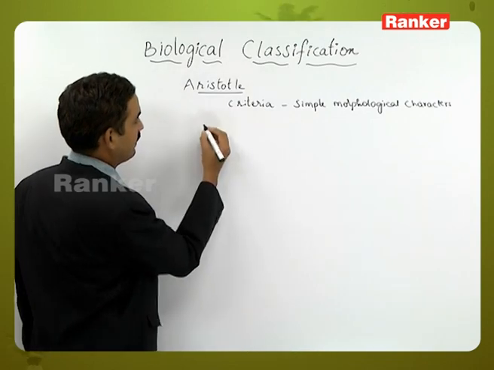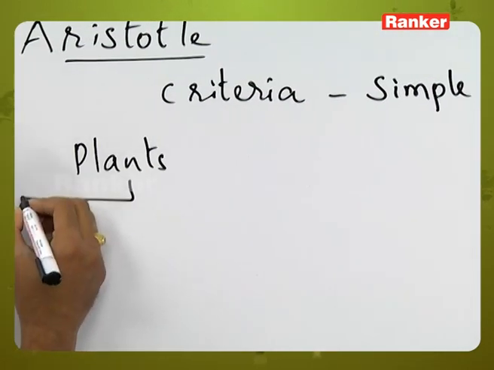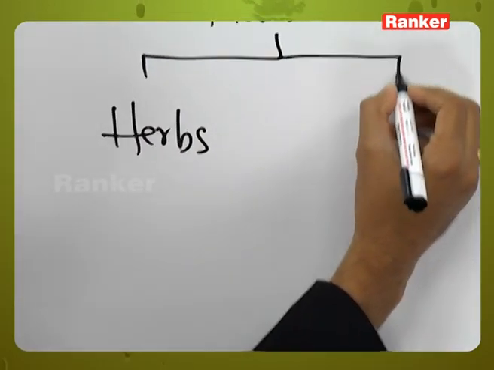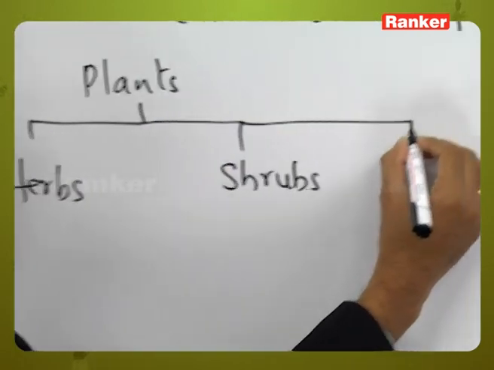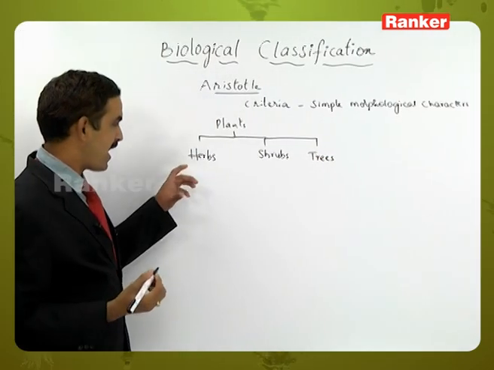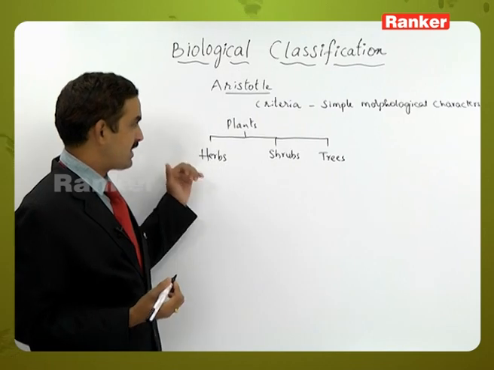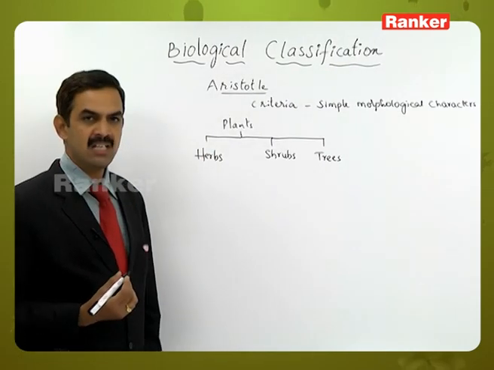He classified the plants into three groups. One is herbs, the second group is shrubs, and the third group is trees. As we know, there is a basic difference between these three groups of plants. Likewise, based on the morphological characters, he categorized the plants into three groups.